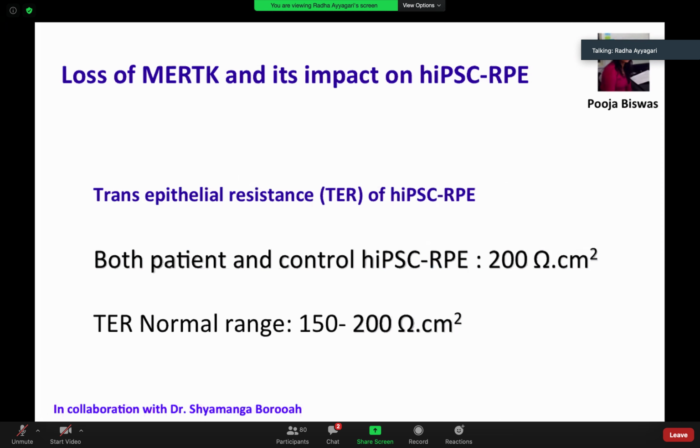And then we tested the physiological impact of this variant on the cells by measuring transepithelial resistance. This was done in collaboration with my colleague Shyamanga Barwa. Both patient and control lines had TER values in the normal range.